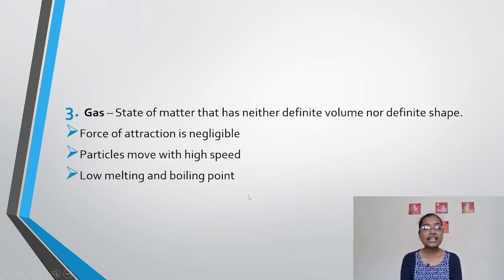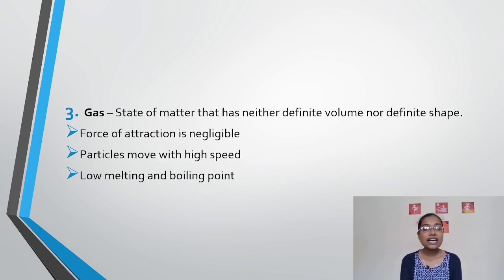Next is gas. Gas is a state of matter that has neither definite volume nor definite shape. Gases don't have a definite shape or volume. They will take the volume and the shape of the container. The reason behind this is that the force of attraction is negligible. The bonding between the particles is very negligible.